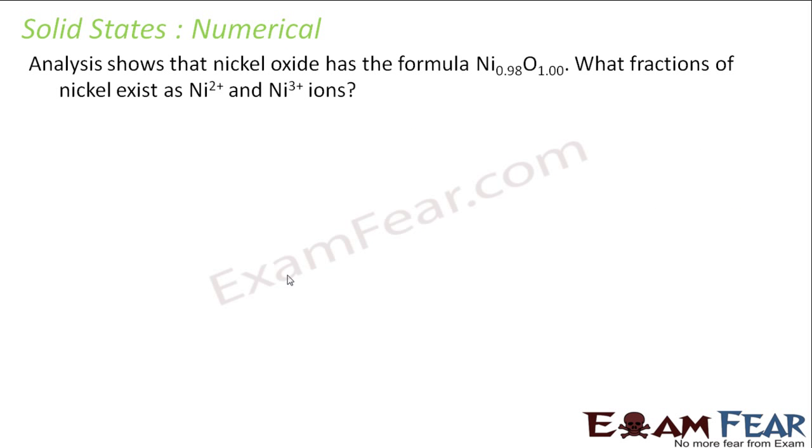The next question is: nickel analysis shows that nickel oxide has a formula Ni0.98O1.00. What fraction of nickel exists as Ni2+ and Ni3+? So here we have a nickel which has Ni2+ and Ni3+ also. So we have to find how many fractions has Ni2+ and how many has Ni3+.